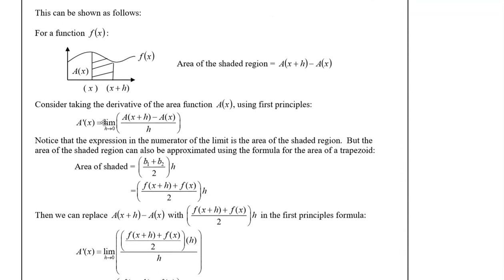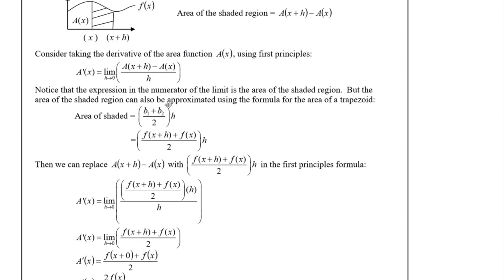Now consider taking the derivative of the area function a of x using first principles. So we'd set that up like so, like we did in earlier units, right? But now it's with an area function, which is a little bit different, but just bear with me. And then we notice that the area function can also be expressed as the area of a trapezoid, right? It's approximated that way. And we're going to take the limit of that, so it's going to be on a very, very small scale, so it does work to think of it as a trapezoid.